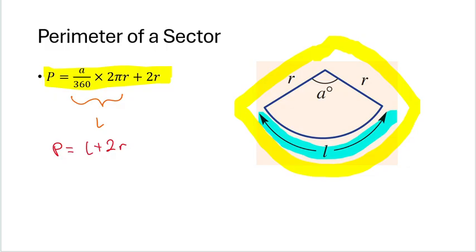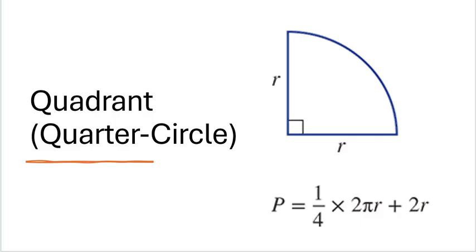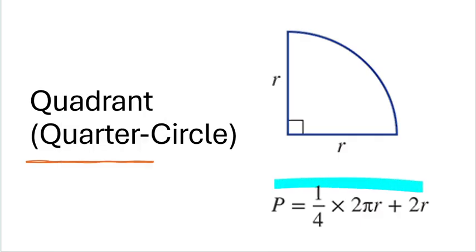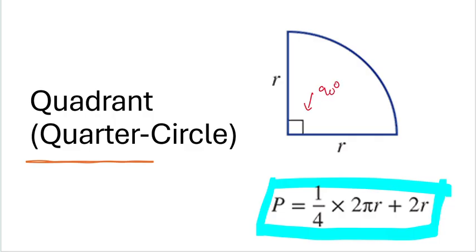Now, some common sectors that you'll worry about is the quadrant. This is the formula that you will be given. If you're wondering how this makes sense, it's because a quadrant here is 90 degrees. So if I were to apply the formula, it's 90 out of 360 times 2 pi r plus 2r.